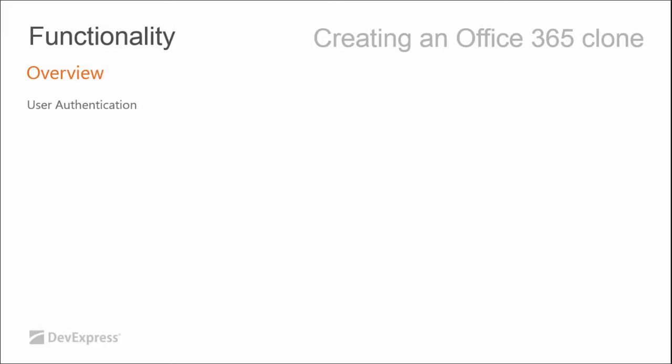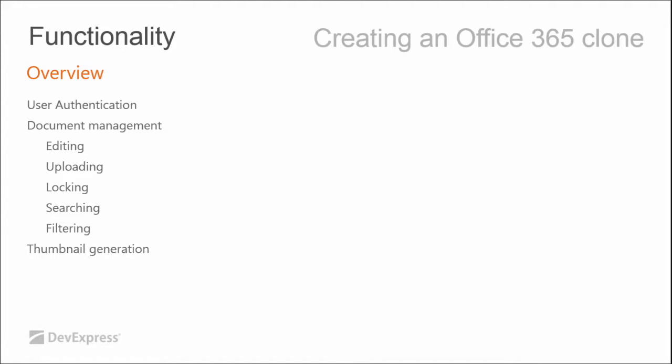So in this case, we started with the user authentication module. What this provides is a layer for people to log in with, manage roles and rights and so forth. And then we have, of course, document management. Document management is the core functionality of an online Office 365 clone, which is the ability to edit a document, upload, lock it while it's being edited, search for documents, and filter for them as well. And finally, we added another key functionality called thumbnail generation that you'll see in just a bit.